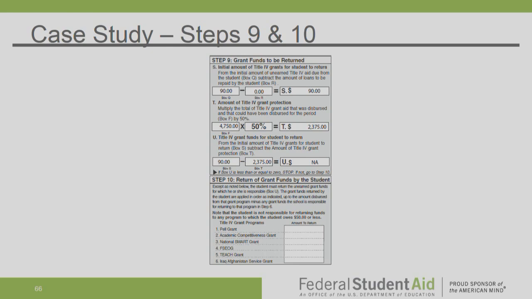So in these cases, it's rare for a student to have a grant overpayment. We do harp on that because it's an important component of this process. But because of the grant protection, it does not happen very often, again, unless you have very low charges. And then it does happen more often in those cases.